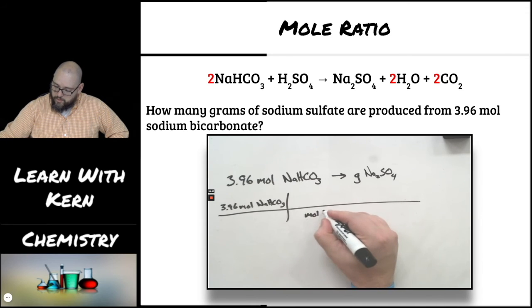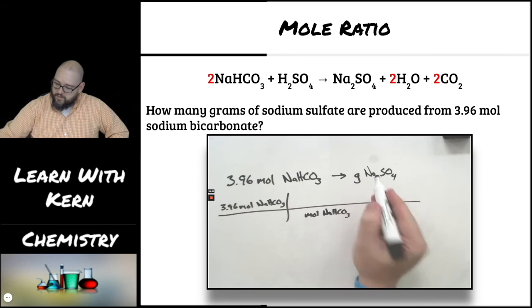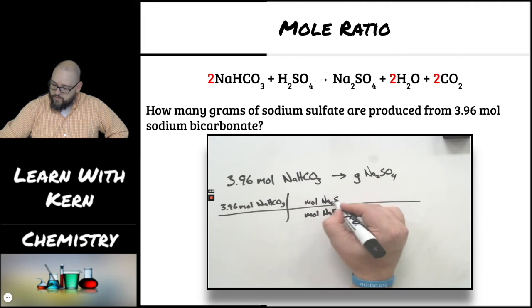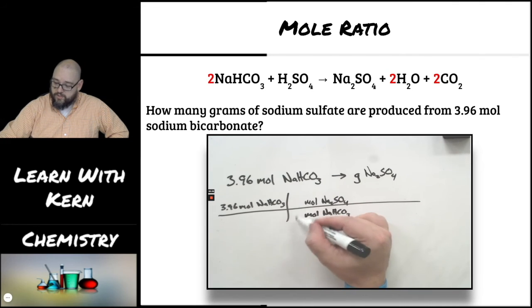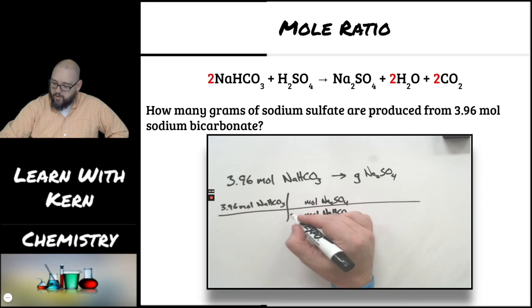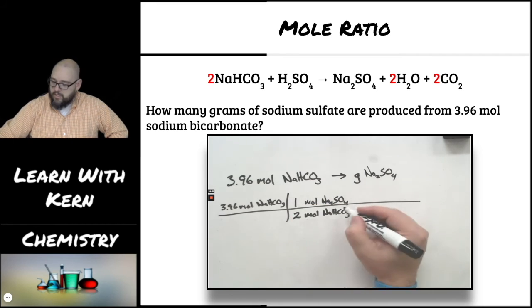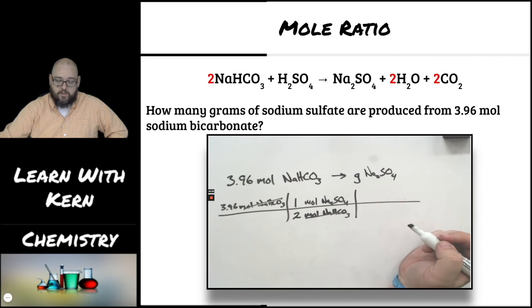I have moles of NaHCO3, and I'm trying to find sodium sulfate, so I'm going to put moles of sodium sulfate on the top, and the coefficients of my equation that I just balanced are going to tell me what those should be. So the coefficient of sodium bicarbonate is 2, and the coefficient of sodium sulfate is 1. And the question wants grams, so my moles of sodium bicarbonate cancel, and so I have moles of sodium sulfate.